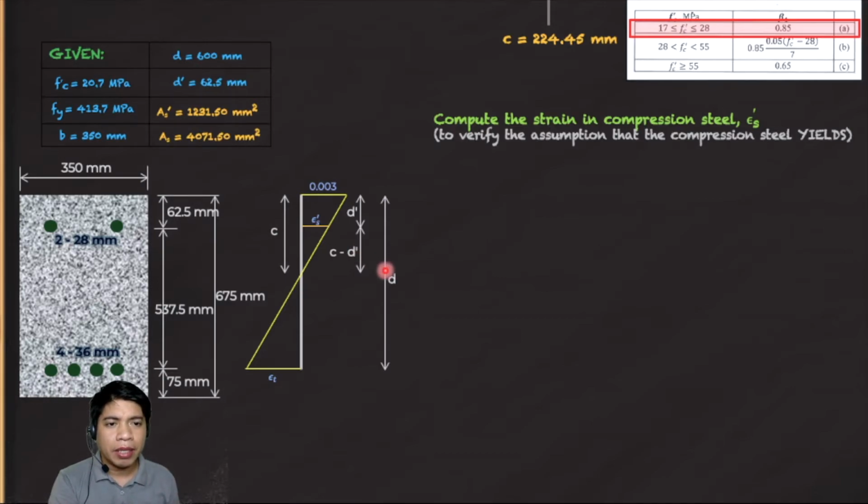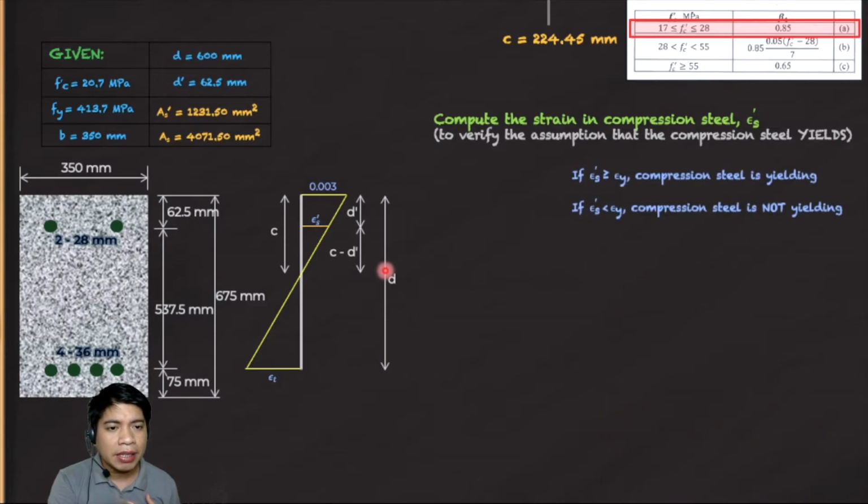So, paano natin malalaman kung yung ating compression steel ay mag-yield or hindi, base sa ating na-compute na compression steel strain? So, ang gagawin lamang natin guys is i-compare natin si compression steel strain kay epsilon y, that is yield strain. Kung yung ating compression steel strain is greater than or equal sa ating yield strain, then that means nag-yield talaga guys yung ating compression steel. Pero kung naging less than siya sa ating yield strain, then that means hindi siya nag-yield.